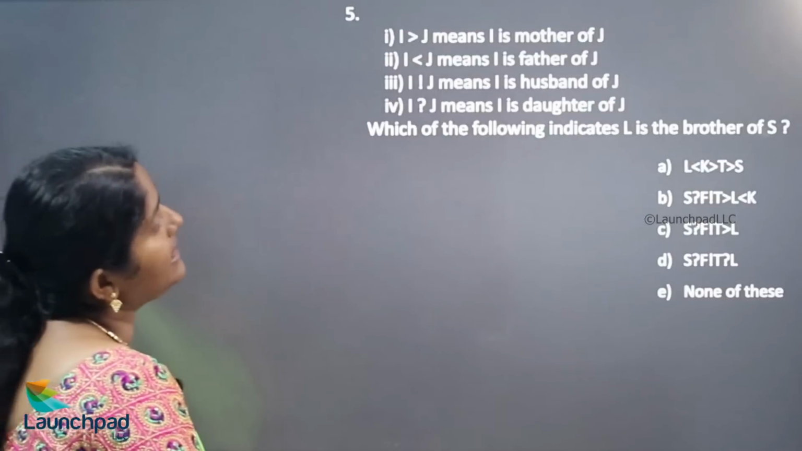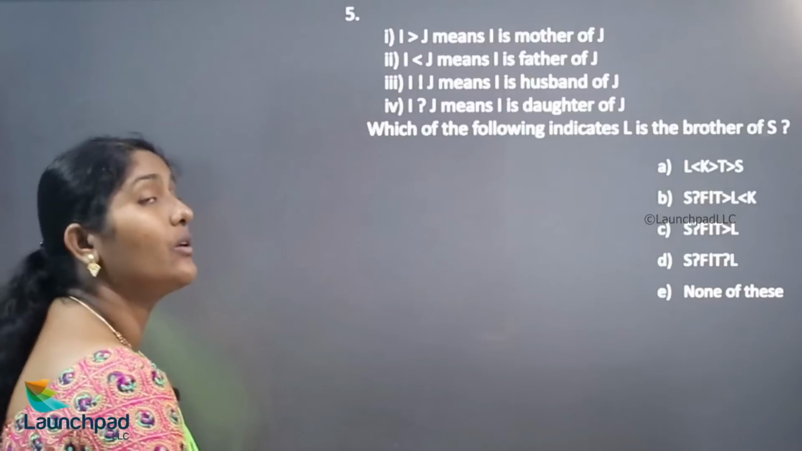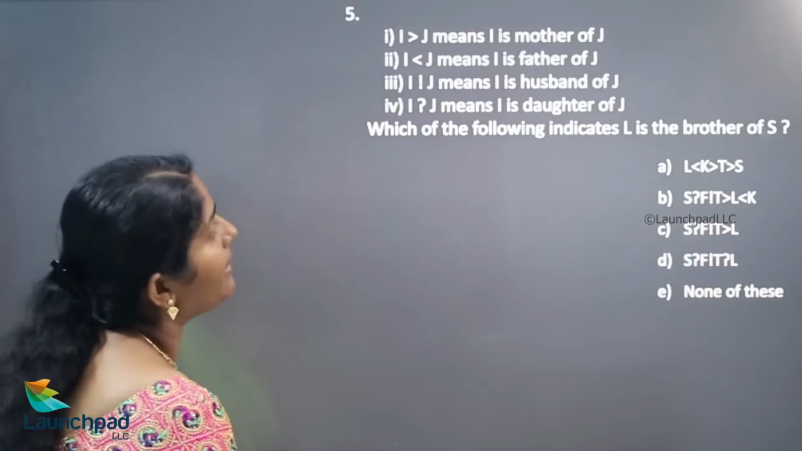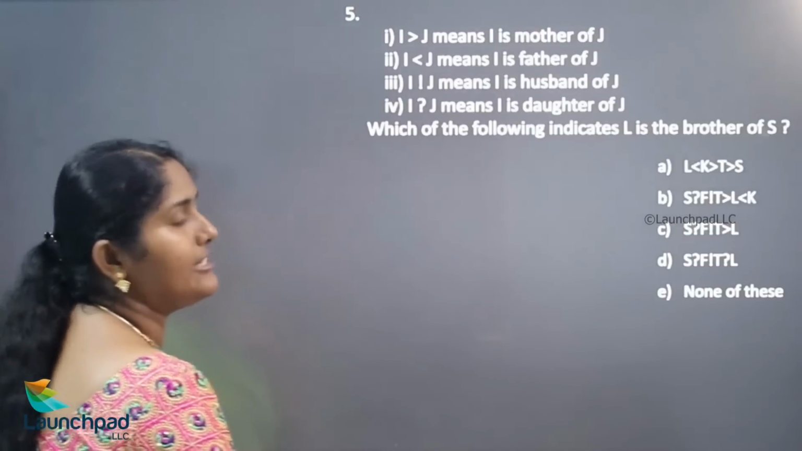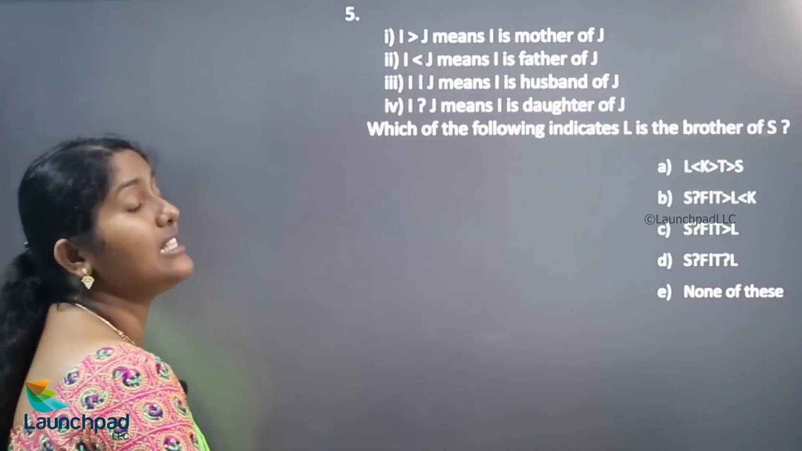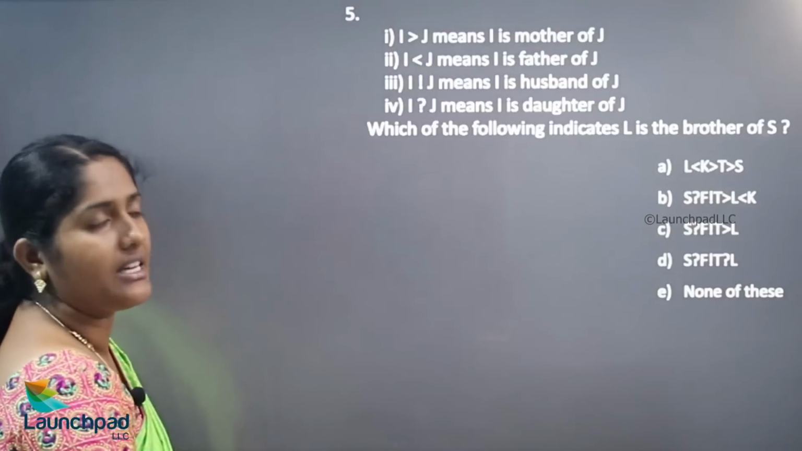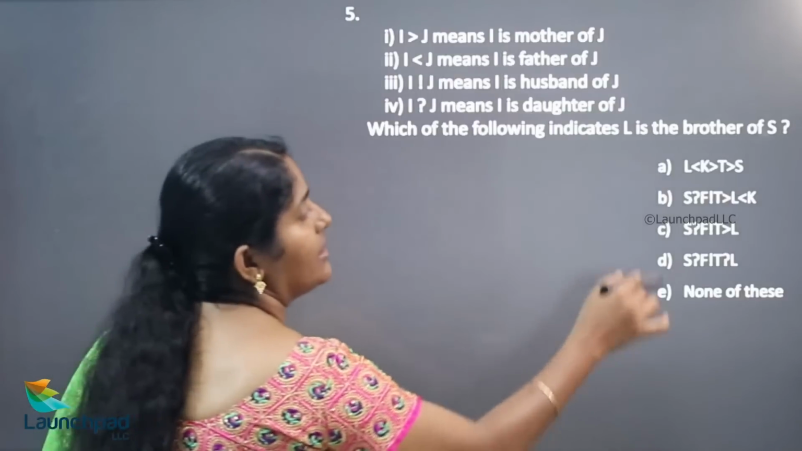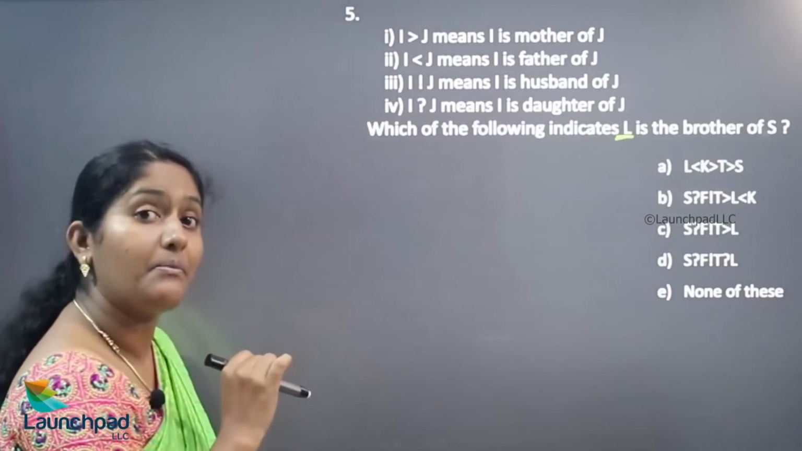Here, I greater than J, I less than J, I exclamation J, I question mark J depend upon the symbols. There is a relationship of mother, father, husband and daughter. Which of the following indicates L is the brother of S? Here, for L we need the gender as male.